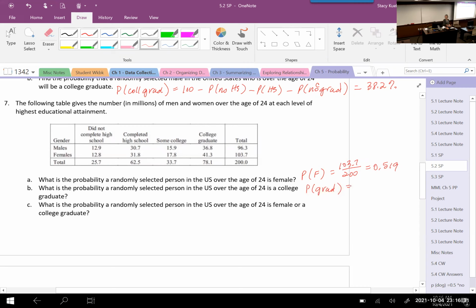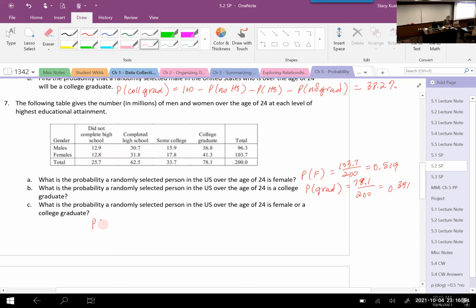What is the probability of a college graduate? 78.1 divided by 200. 0.391. I'm just gonna keep it as a decimal because I've already got the decimals. Very good. So the probability of female, the probability of a graduate.